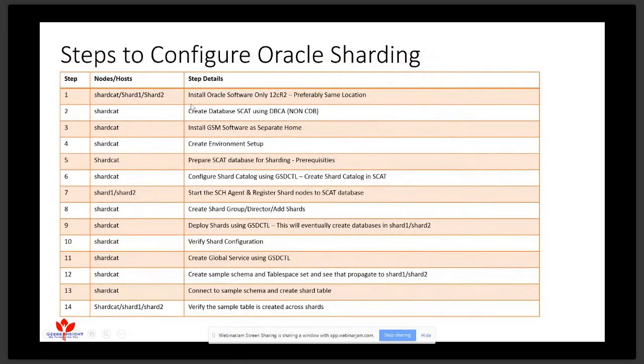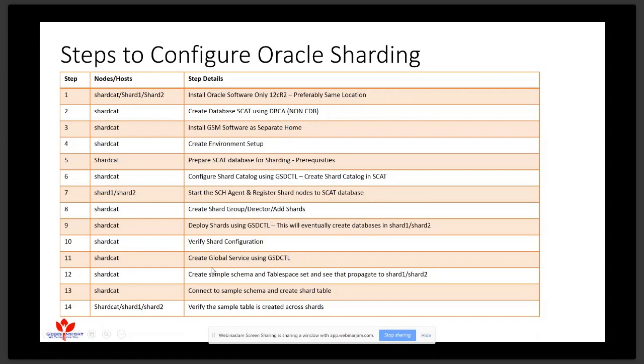So these are all the steps that we need basically to install. We just need to install on the shard catalog, shard 1 and shard 2 nodes. You can create a database using DBCA, and CDB support is not yet there. Install the GSM software as a separate home and do an environment setup. You can also run a script for the sharding prerequisites, complete some of the prerequisites for sharding, and configure the shard catalog using GDSCTL. You need to start the scheduler agents, create shard groups and directors, and then add shards. So we will see all the steps.